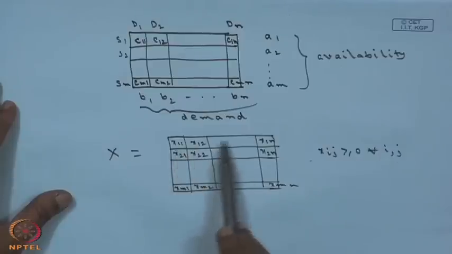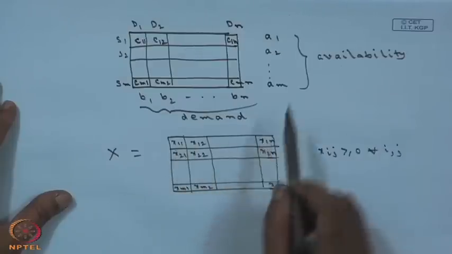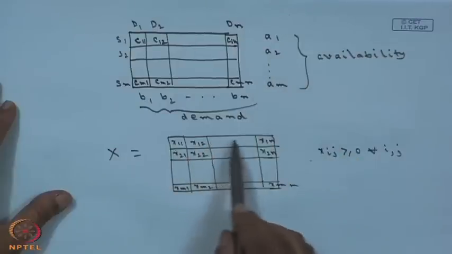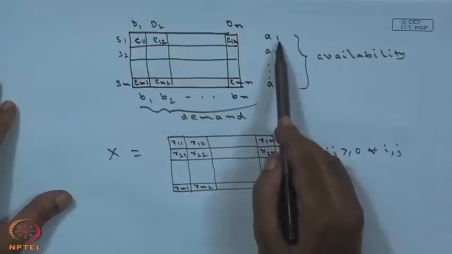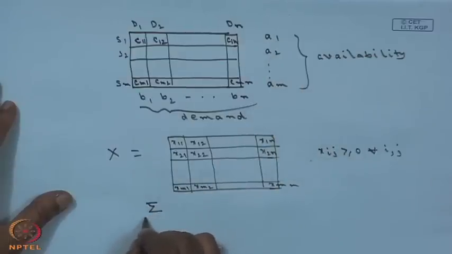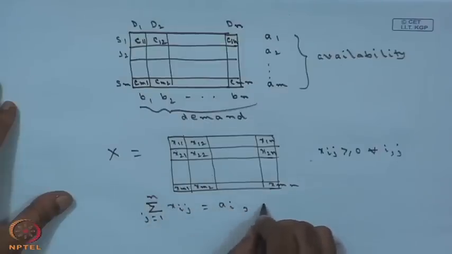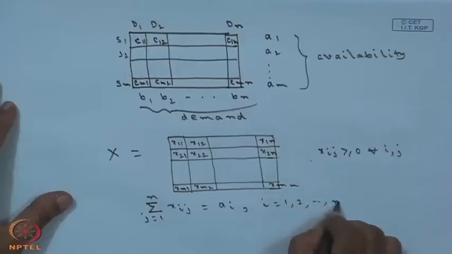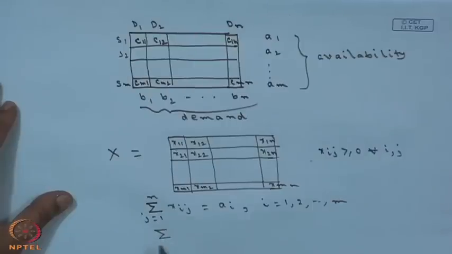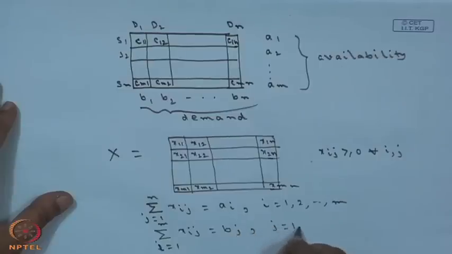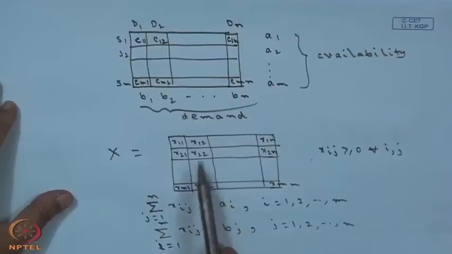Now, the sum of this row must be equal to A1, the sum of the first row, that is how much you are transporting should be equal to the total available quantity. In other words you can write summation over j equals 1 to n Xij must be equal to Ai, where i varies from 1 to m, and similarly for columns, summation over i equals 1 to m Xij should be equal to Bj, where j varies from 1 to n. So, the quantity row-wise should be equal to the availability, and the total quantities column-wise should be equal to the demand.